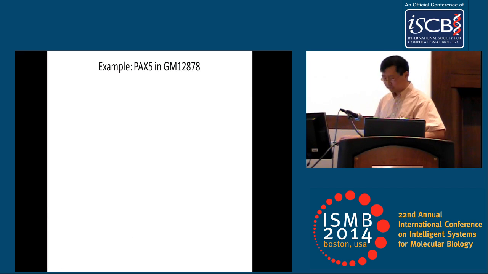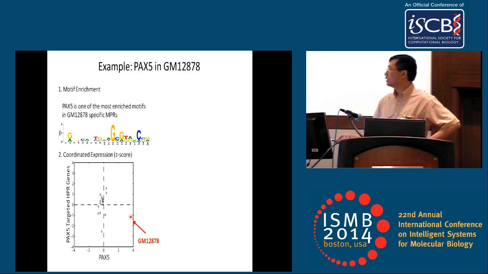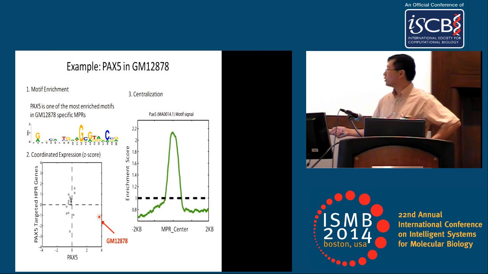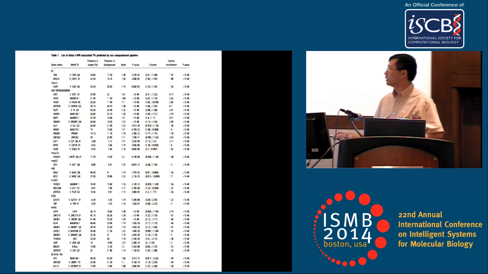Just to give you an example, we tried this on the cell line GM12878. We find PAX5 is one of the motifs enriched here. We see a very good anti-correlation between the expression level of PAX5 and target genes, and a good enrichment in the middle. We compared that with ChIP-seq data in the literature, and we did find a really high colocalization between PAX5 and H3K27 trimethylation. In fact, there are also literature studies suggesting PAX5 may have a role in recruiting Polycomb, the factor at the K27 trimethylation mark.